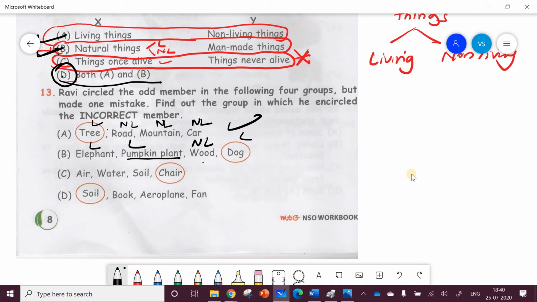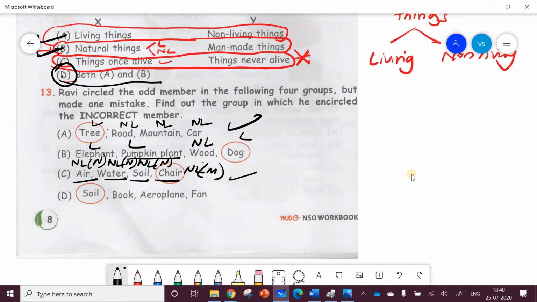Let's check the next one. Air, water, soil, chair. What is air? Air is a non-living thing. Water, non-living. Soil, non-living. Chair, non-living. Air is natural. Water, natural. Soil, natural. Chair is man-made. So he has done this correctly.